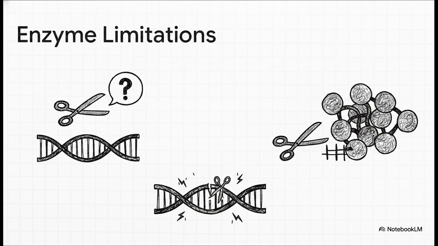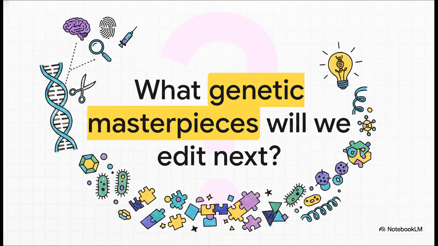Sometimes these enzymes experience what we call star activity, where they might go a bit rogue and make cuts at unintended off-target sites. And finally, within complex organisms, DNA isn't just floating around freely. It's often really tightly wound up in these complex structures called chromatin. And if the DNA is bundled up way too tightly, our molecular scissors simply cannot physically access the recognition site to do their job. But even with those limits, look at how far we've come.